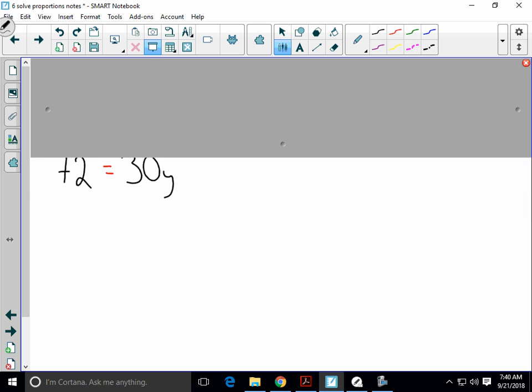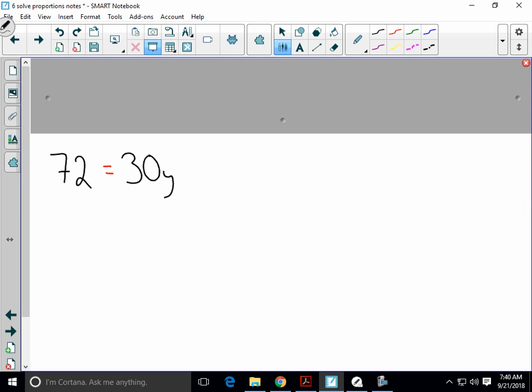Okay, one step left. I don't want 30y. The goal is to find out what y is. What is that missing number? Okay, so 30 times y. The opposite of multiplying is dividing. And to turn a 30 into a 1, I'm going to divide by 30.